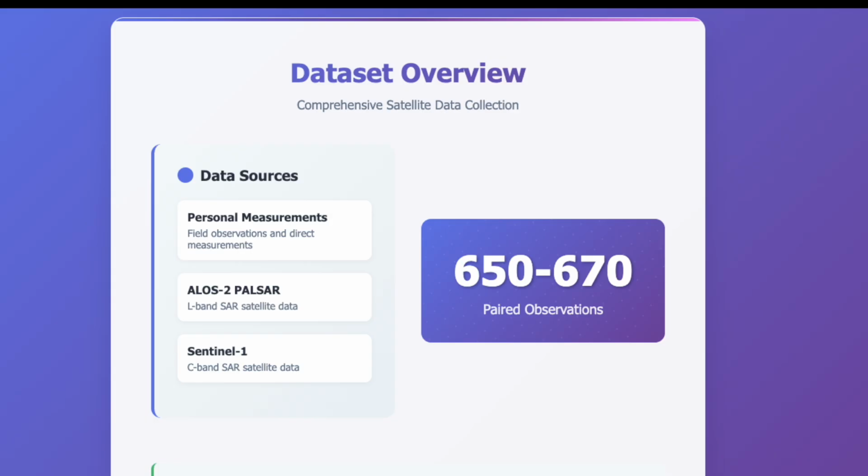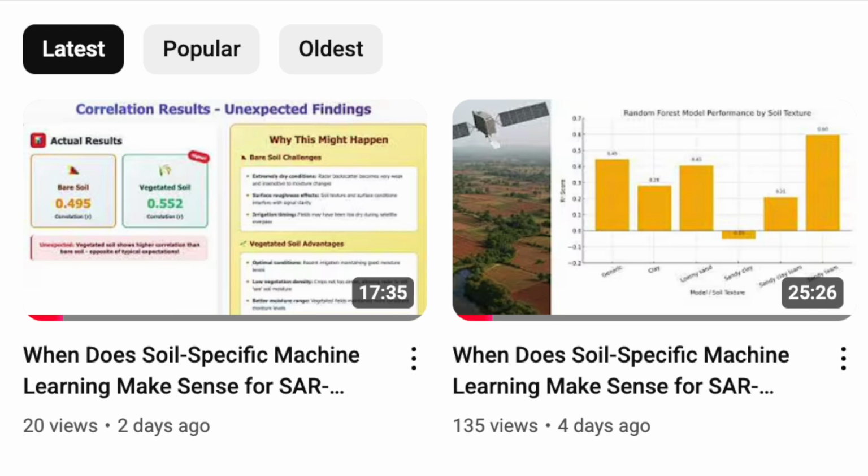So we were working with a dataset of 677 paired observations. Each one had a field measured soil moisture value and its corresponding SAR backscatter value from the satellite in both L band and C band. I highly recommend that you watch those first two videos, as they walk through our data collection, feature engineering, and all our initial steps and initial results.